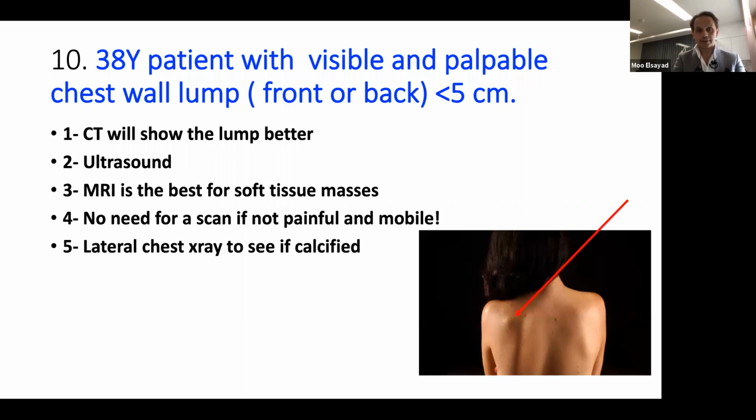Another lump here: a 30-year-old patient with a visible and palpable chest wall lump in the back, of course, but it can be in the front. It's away from the breast. It's not a breast lump. I'm specific about chest wall lump, and it's less than 5 centimeters. What would you do?